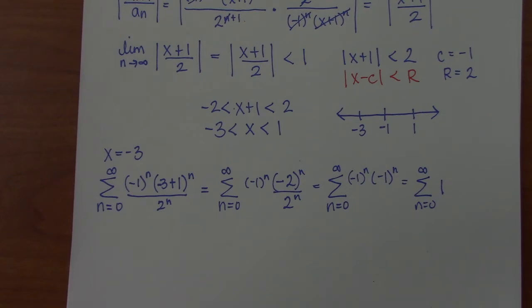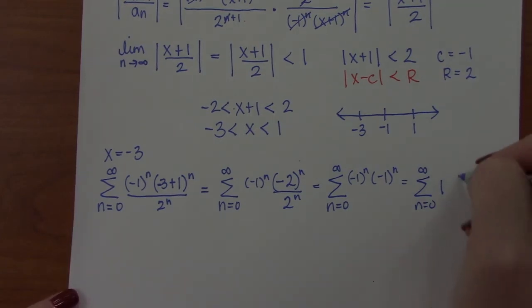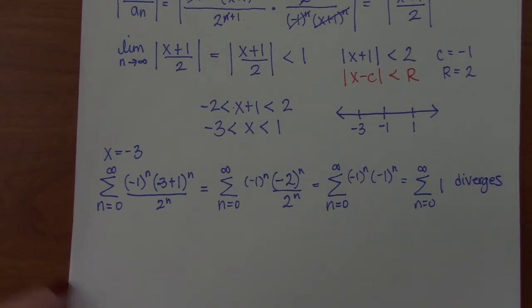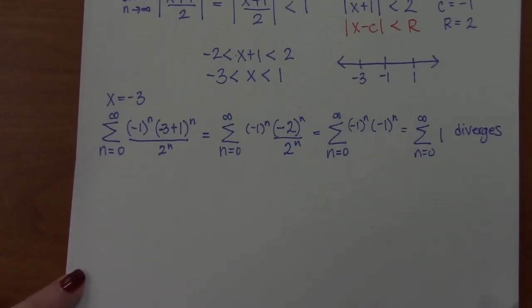It diverges because it's just 1, 1, 1, 1, 1, 1, 1. It's going to end up at infinity, right? So this diverges because constant functions diverge. So it's just counting to infinity by 1, very slowly. All right? Let's look at what happens at x equals 1.